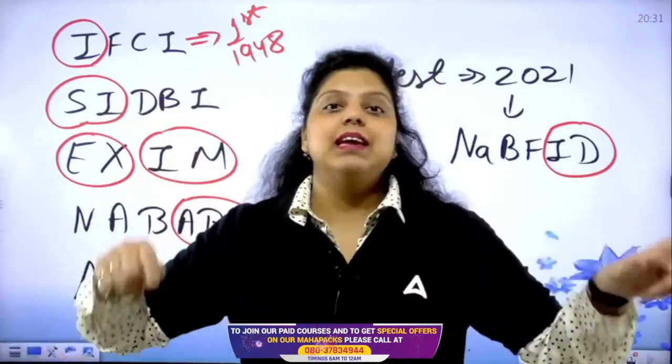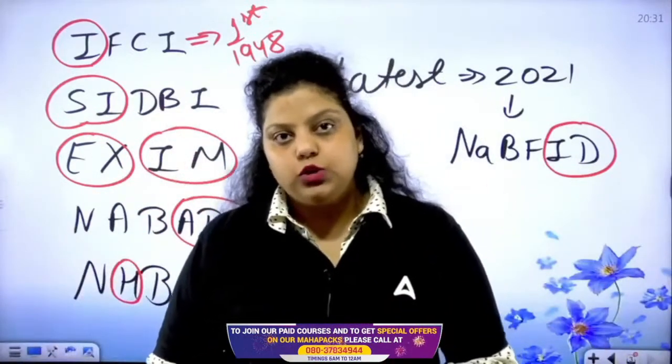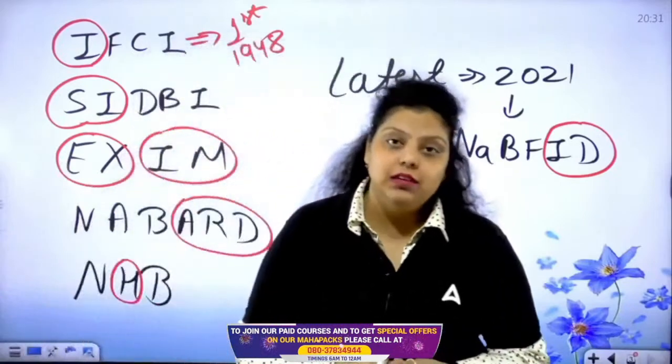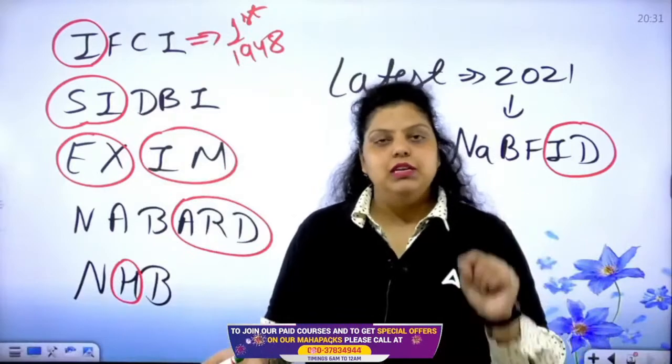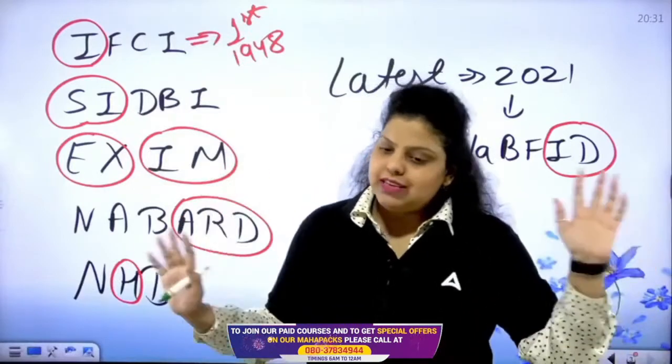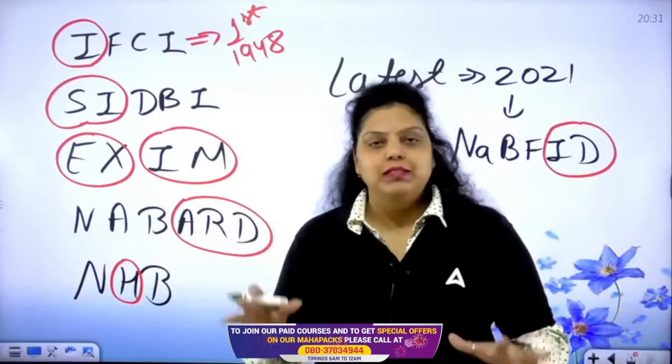Apart from that, ICICI Bank also started as a development financial institution, and IDBI also started as a development financial institution. They have been converted to commercial banking. So these are the development financial institutions, and we have discussed the basics.